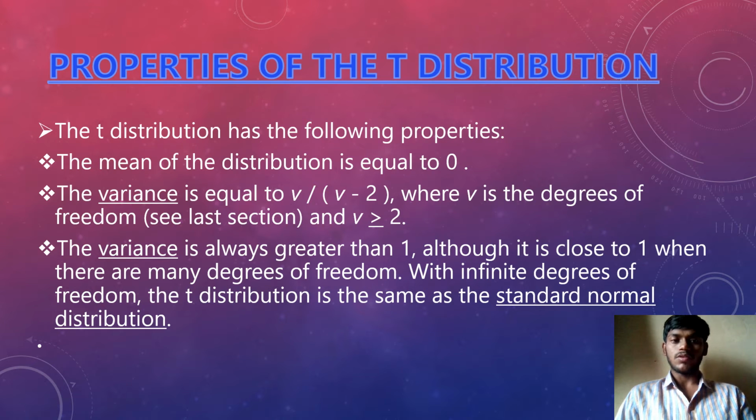Properties of the t-distribution. The t-distribution has the following properties. The mean of the distribution is equal to 0. The variance is equal to v divided by (v minus 2), where v is the degrees of freedom, and v is greater than or equal to 2. The variance is always greater than 1, although it is close to 1 when there are many degrees of freedom. With infinite degrees of freedom, the t-distribution is the same as the standard normal distribution.